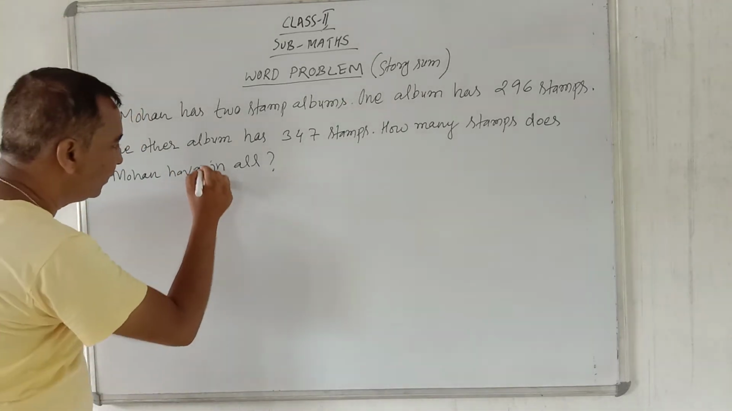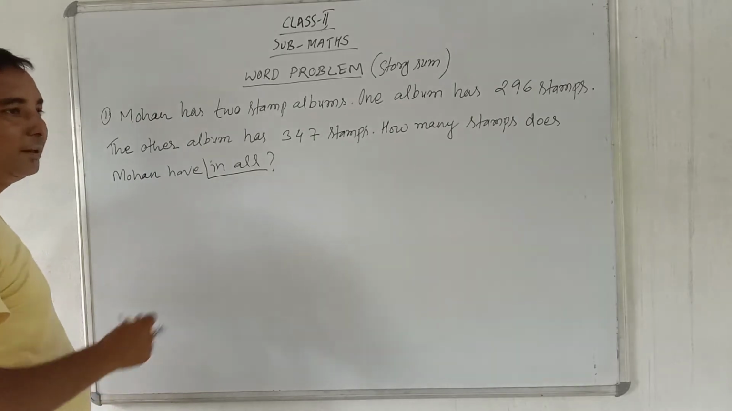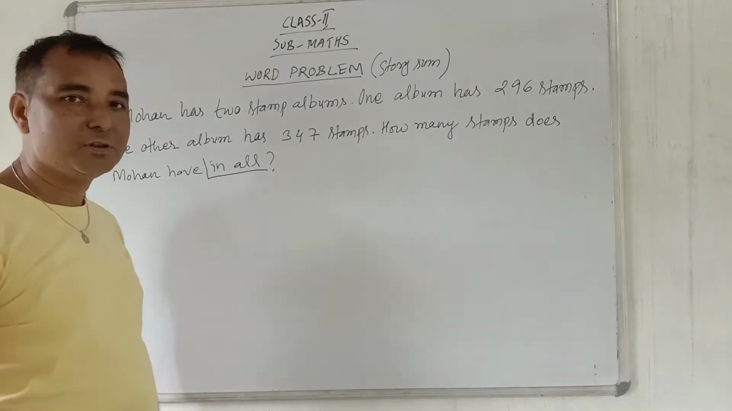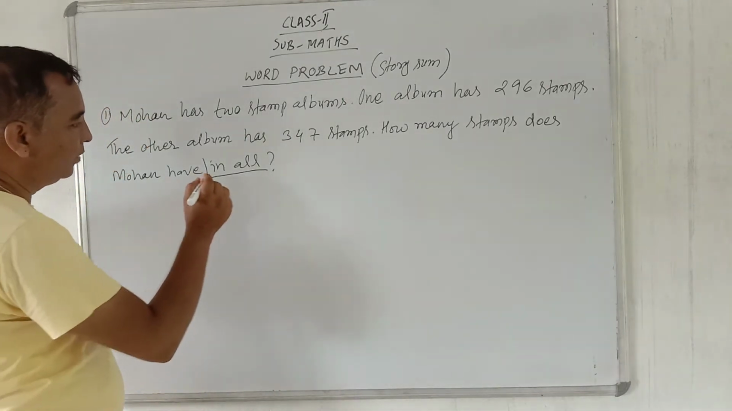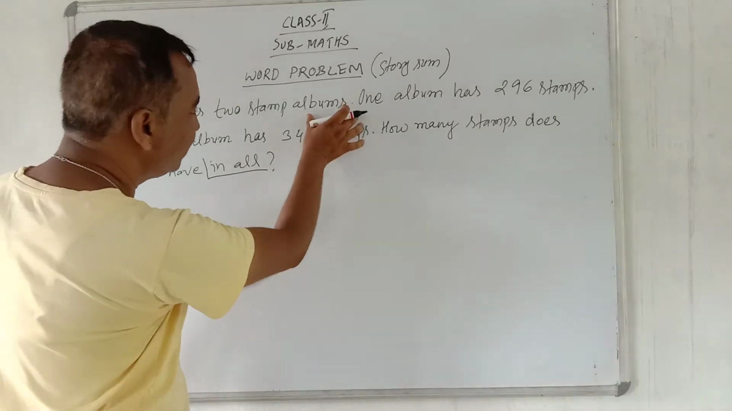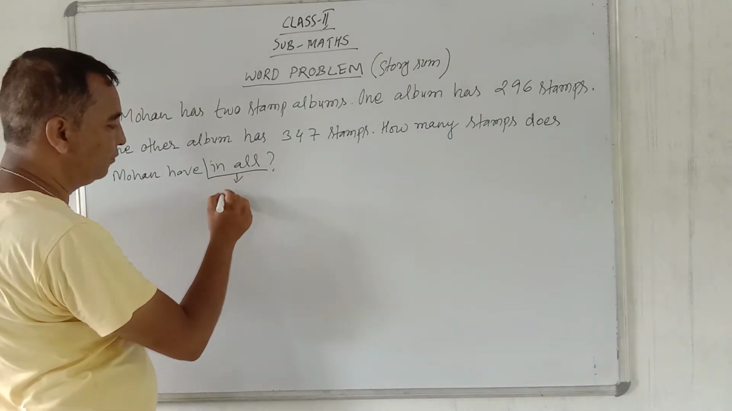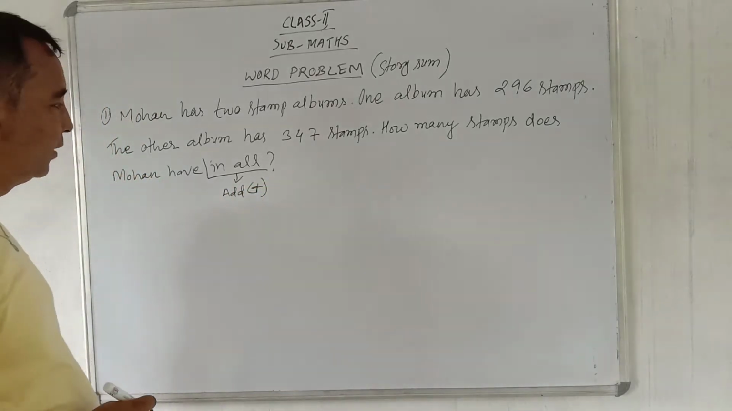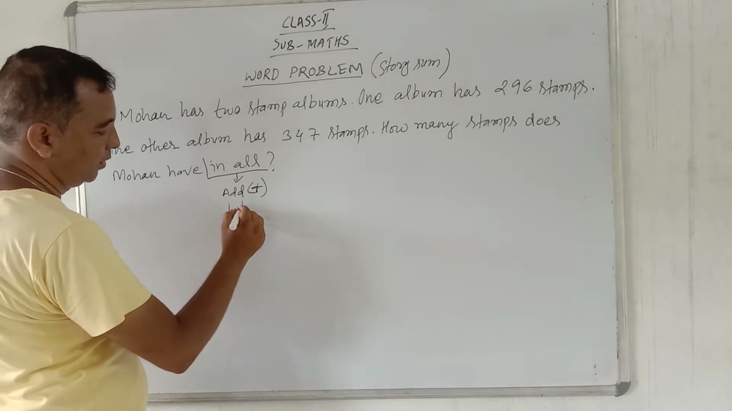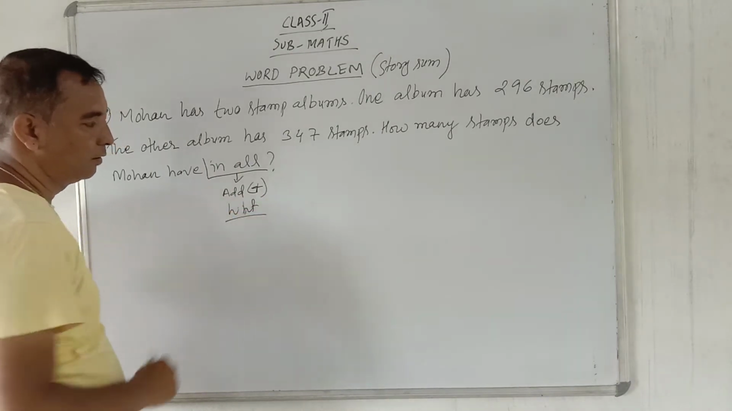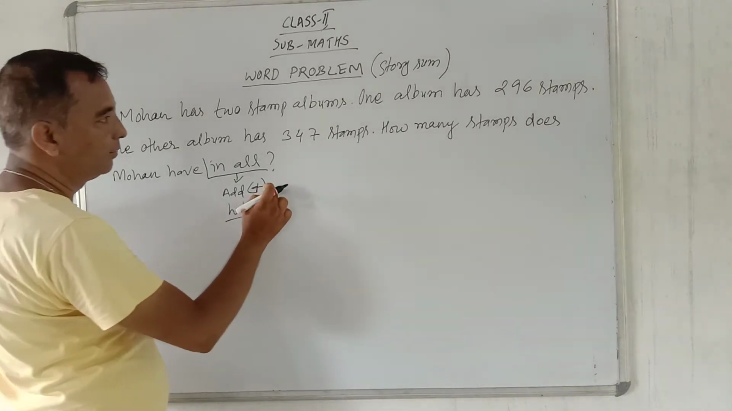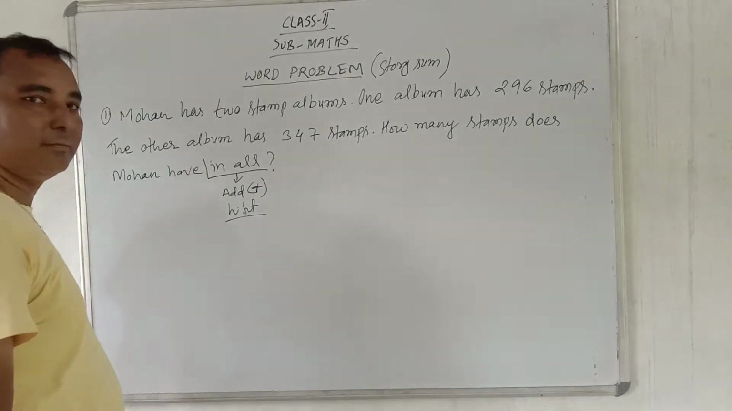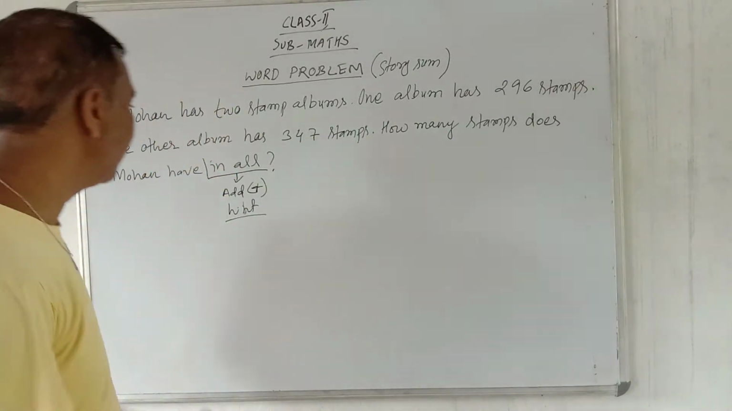Now, in the statement there is "in all". Whenever you get this type of sum, if you get "in all" in your question, it means we have to add. Understood? We got the hint from here that this word problem has to be solved by doing addition. Now, let's start doing the work.